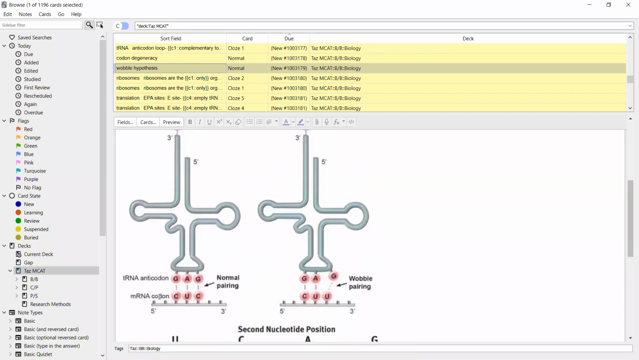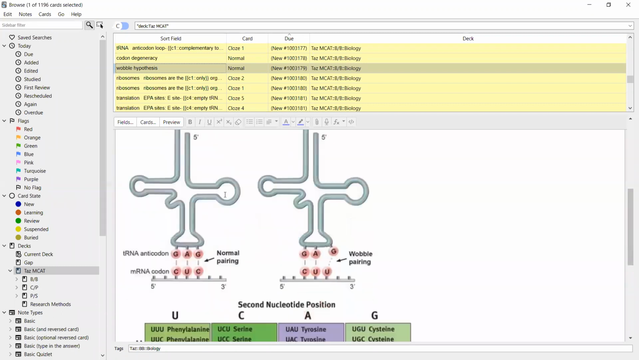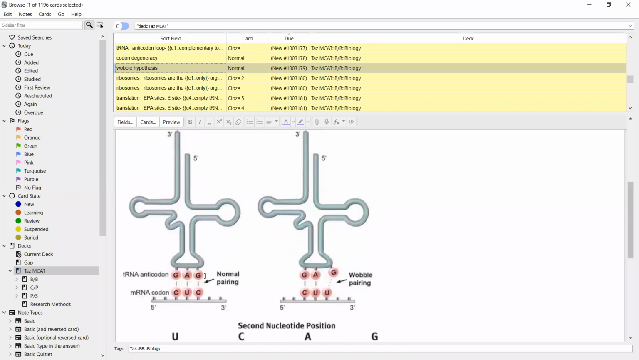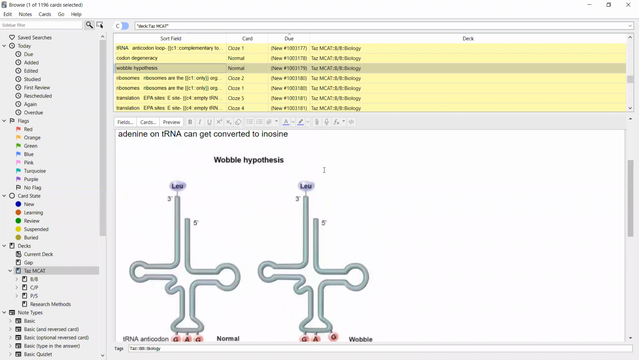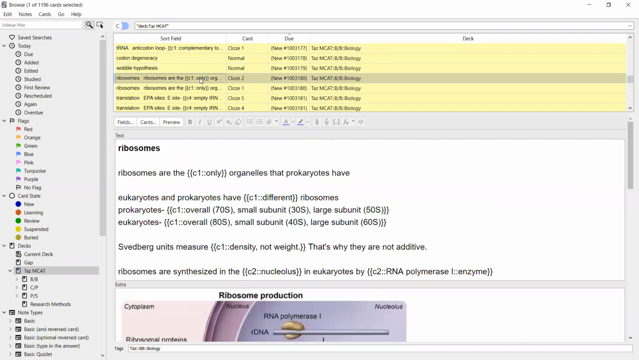You can see here, CUC codes for a leucine, but CUU also codes for a leucine. If we want a leucine, making this one little mistake shouldn't screw up our whole polypeptide process. This is called the wobble hypothesis. I like to think of it as the wiggle hypothesis because it gives us a little wiggle room to make mistakes. This is specifically about the third nucleotide, which does not have that much effect on what we are making.